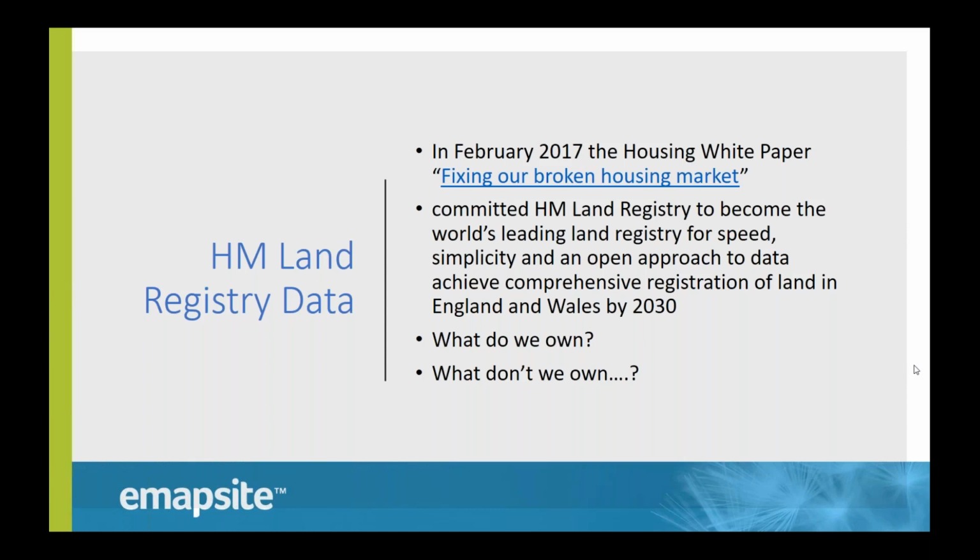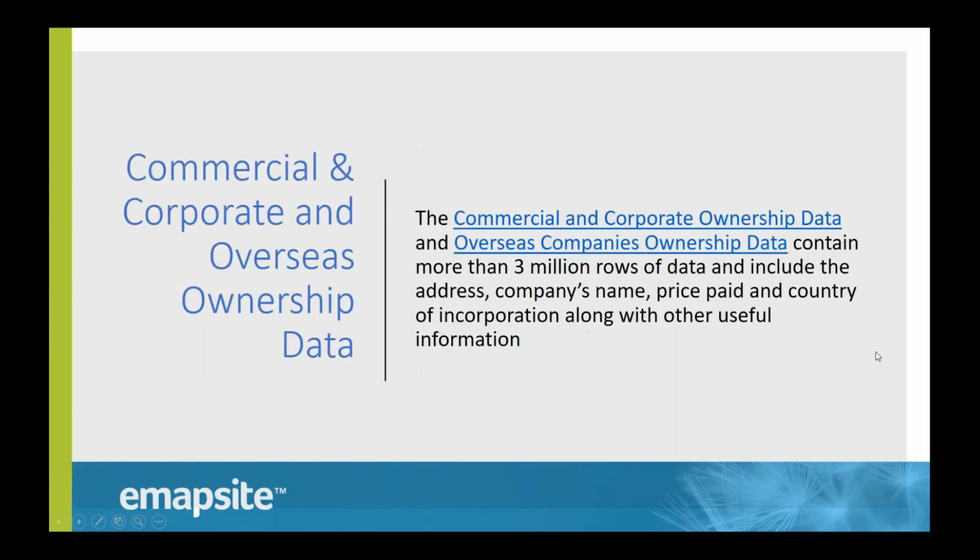On the next slide, we'll have a look at the CCOD and the OCOD. So basically, they opened up the commercial and corporate ownership data, over 3 million rows of data in itself. A top tip: if you download the data, it won't go into Excel. I think Excel's limited to around 1 million rows. It contains information such as company name and address, price paid, country of incorporation, along with other bits of information, which are very, very useful.